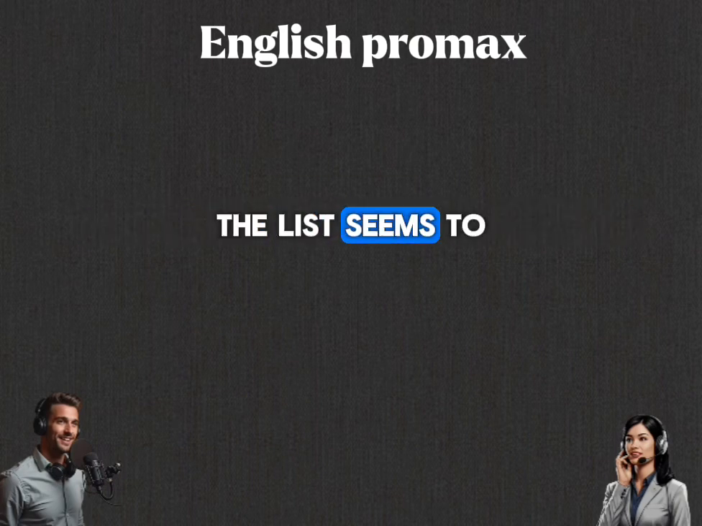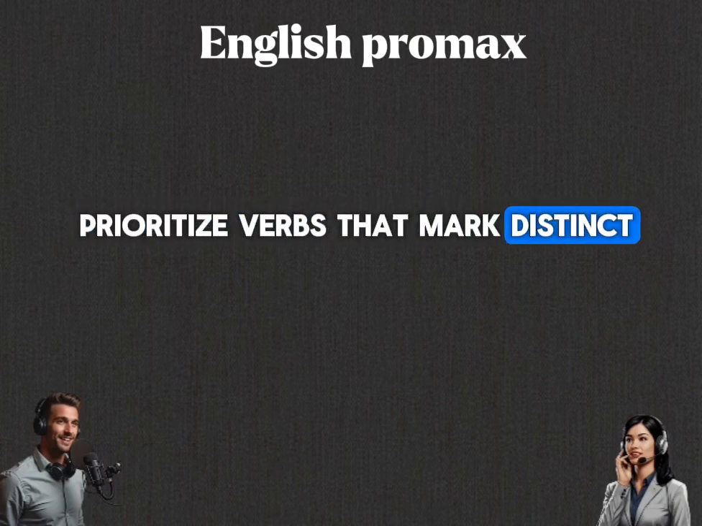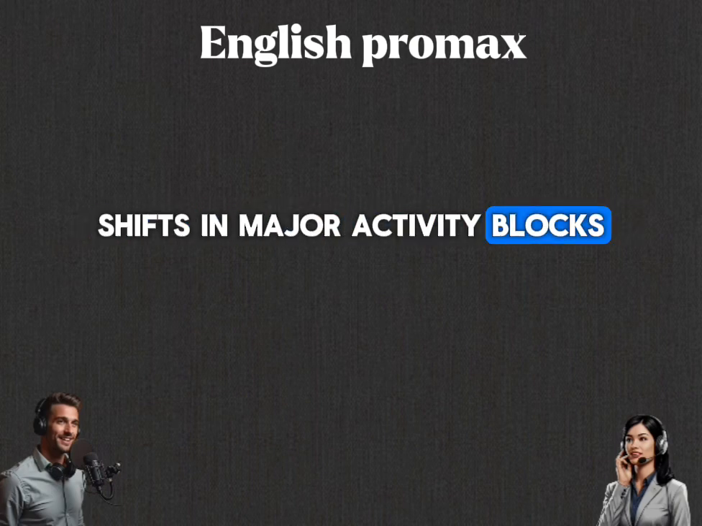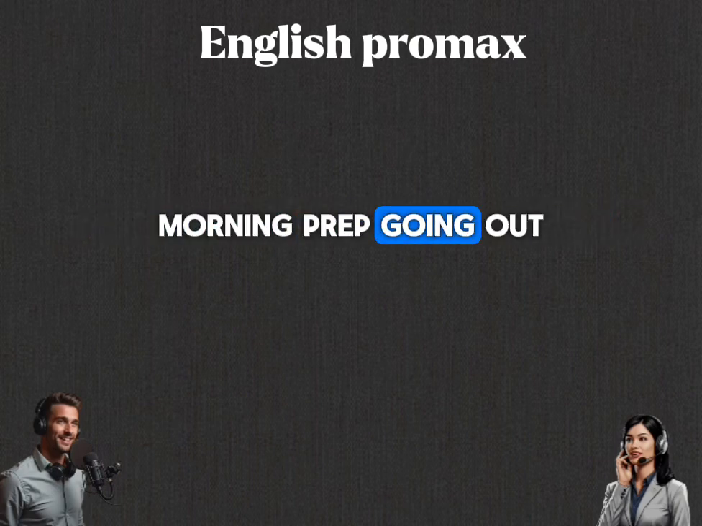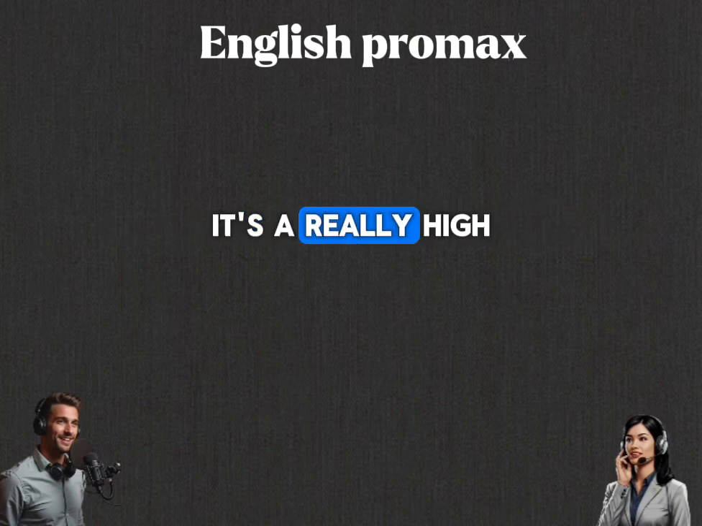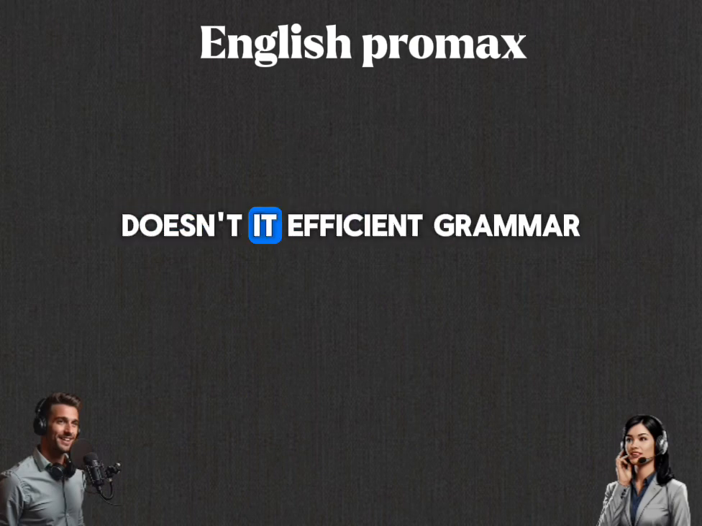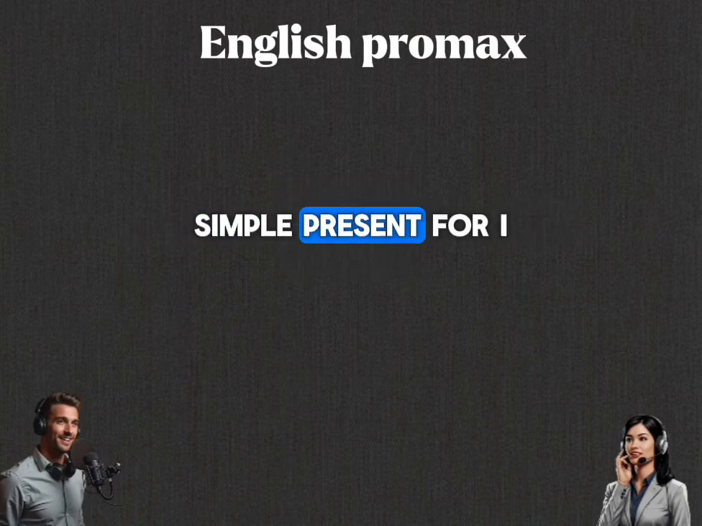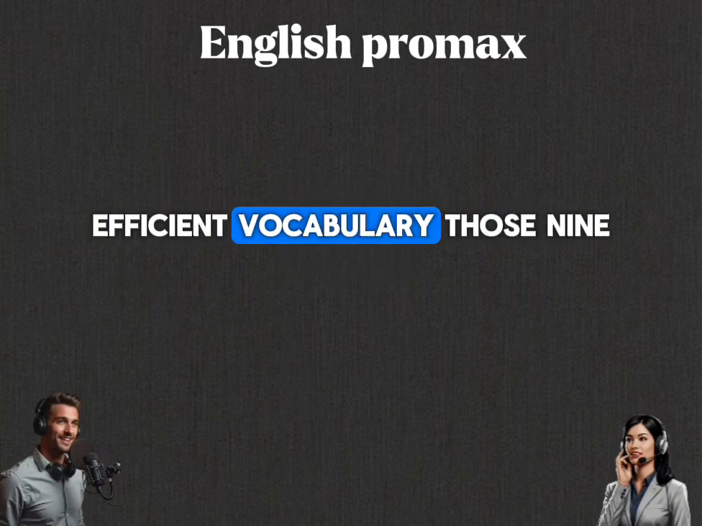So the list seems to prioritize verbs that mark distinct shifts in major activity blocks. Morning prep, going out, coming back, evening activities. It's a really high-yield selection. Very efficient. It all circles back to efficiency, doesn't it? Efficient grammar. Yeah. Simple present for I. Efficient vocabulary, those 9 key verbs.